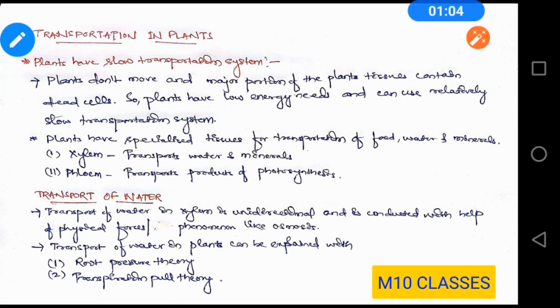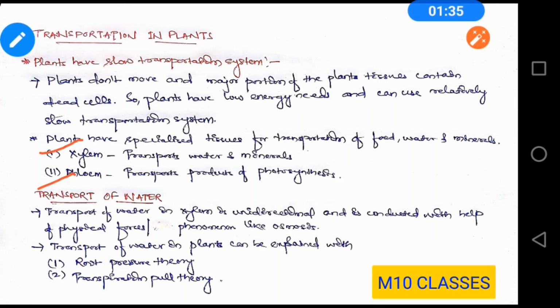So we must know what are the things that are being transported inside the plant body. There are basically two types of materials. One is water and minerals, and the second one is food materials from the process of photosynthesis and other substances. You have already read in class 9th that the xylem carries or transports water and minerals, and phloem transports the products of photosynthesis and some other substances.